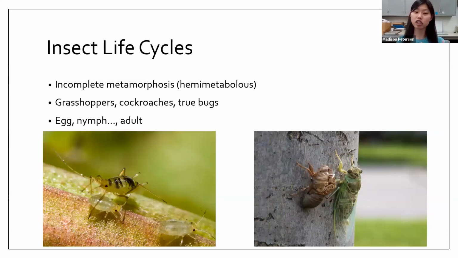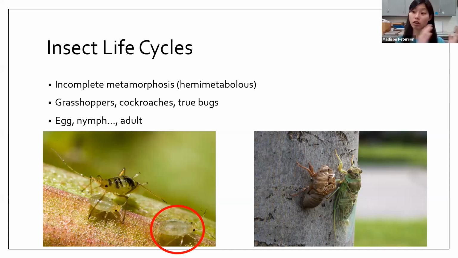So the other type of insect life cycle is called incomplete metamorphosis. We call these insects hemimetabolous. So grasshoppers and cockroaches and true bugs, these are all going to go through incomplete metamorphosis. So the different stages are going to be the egg, and then from the egg is going to come a nymph. We use the term nymph. And so this nymph is going to kind of look like a smaller baby version of the adult insect.